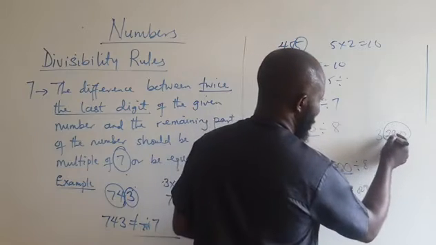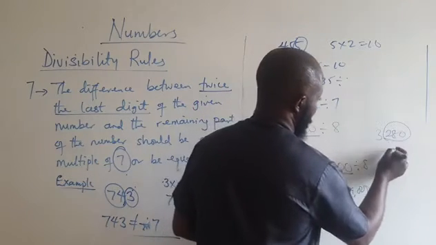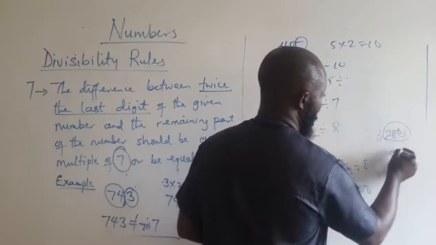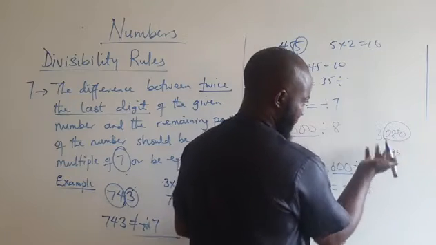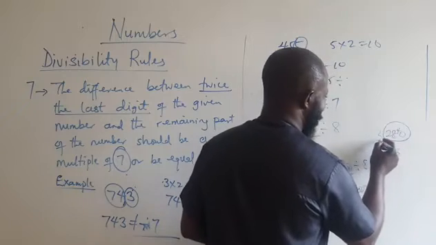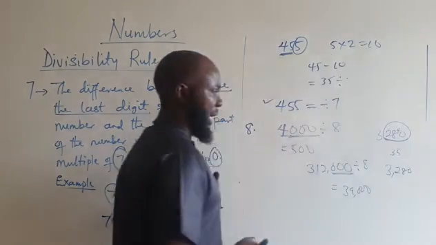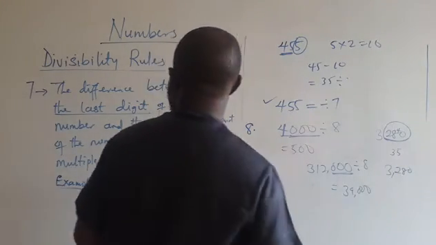So 8 in 28, that is 24. Remainder 4. In 45, that means you get 35. So you can see 8 can divide 280. So therefore 8 can divide 3,280. I hope that is clear. So that is that on 8. So we'll move to 9.